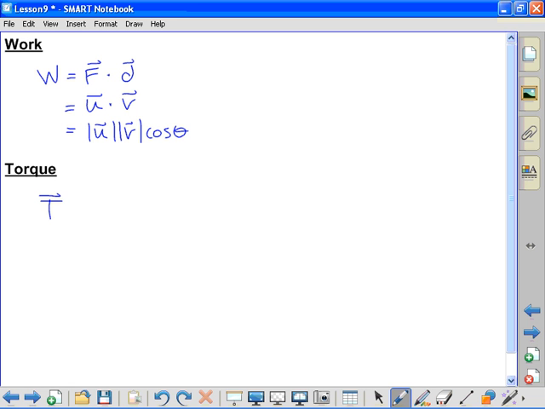Similarly with torque, torque's a vector. It's applied force crossed with your lever arm. We know it as u cross v, and we also know it as the magnitude of u, magnitude of v, sine theta with the direction hat. Okay, so there are your formulas.